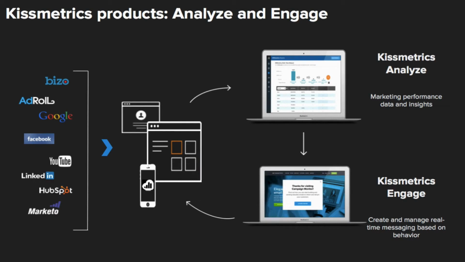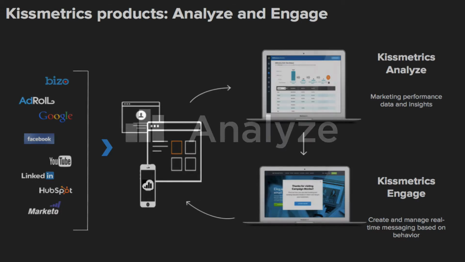So we have two products within Kissmetrics. Analyze is our customer analytics platform that is built around helping you understand what's actually working, what's not working within your website and your app, diving into individual campaigns, looking at granular user behavior. And Engage is our conversion rate optimization tool that helps you actually interact and respond to customers in real time on your website to prompt conversion, to nudge people through your funnel, and just to generally communicate with people on your website.